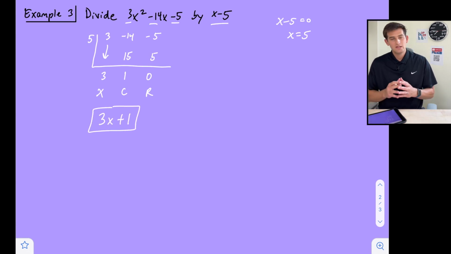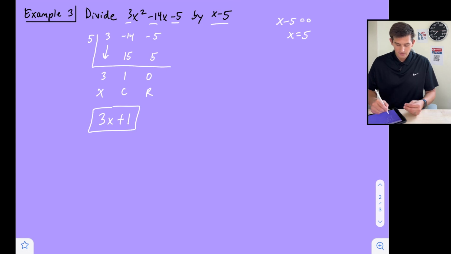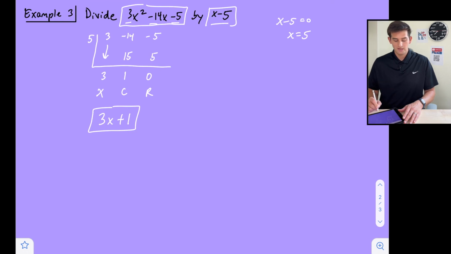And so now, let's think about what we were doing. We were doing division, right? So we should be able to check our work by multiplication, right? It's like if I did 8 divided by 2 and got 4, we could do 4 times 2 and get back to 8. So essentially, since we got 3x plus 1 with no remainder, we can multiply 3x plus 1 by x minus 5, and if we did our math correctly, we should get a product of 3x squared minus 14x minus 5. So let's do that.